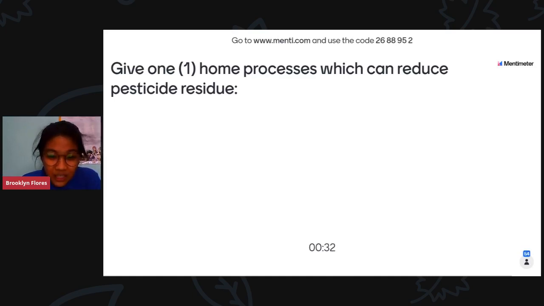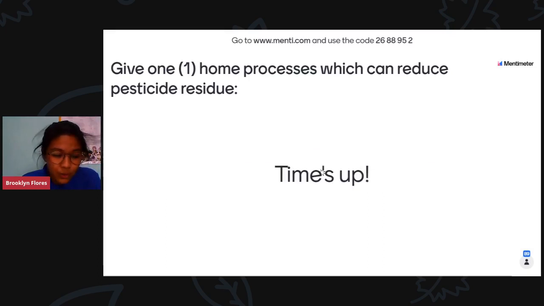One process po which can reduce pesticide residue. You have 50 seconds, pero ang ating timer ay 30 seconds na lang po. Choose one. Give one home process which can reduce pesticide residue. I think application ng heat, cooking methods or techniques. 5 seconds. 3, 2, 1.